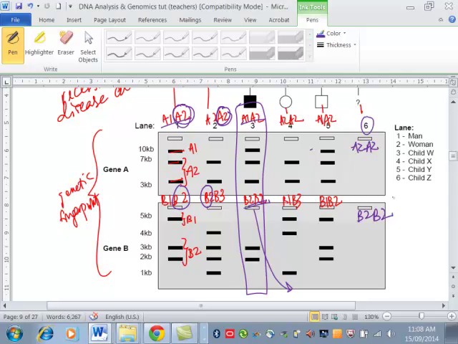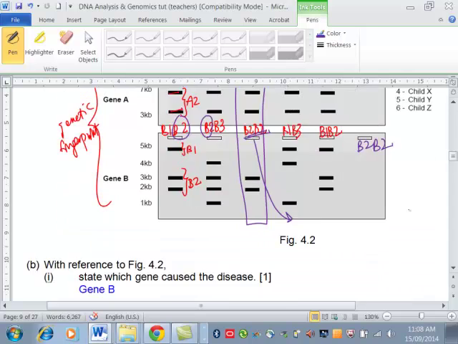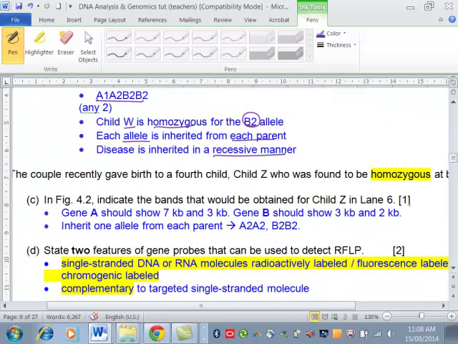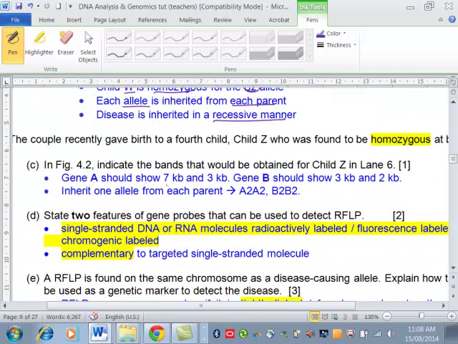Ken? Cynthia, you okay? Okay. So the answer is the gene A should show 7 kb and 3 kb. Gene B should show 3 kb and 2 kb because the genotype is A2, B2. Okay? Any questions?